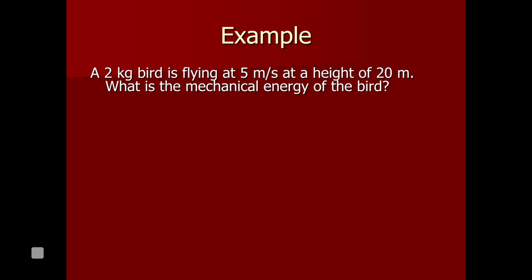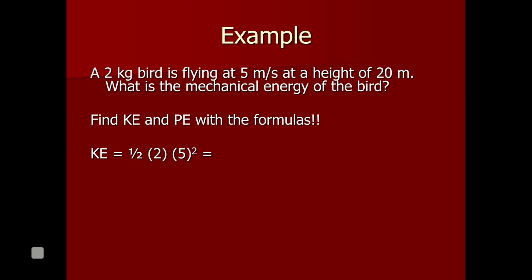What do you have to do? You've got to solve for both. Find the KE and PE with the formulas. So KE equals 1/2 times 2 times 5 squared, 1/2 mass times velocity squared. So the bird has 25 joules of kinetic energy. GPE, 2 times 10 times 20, mgh. It has 400 joules of gravitational potential energy.